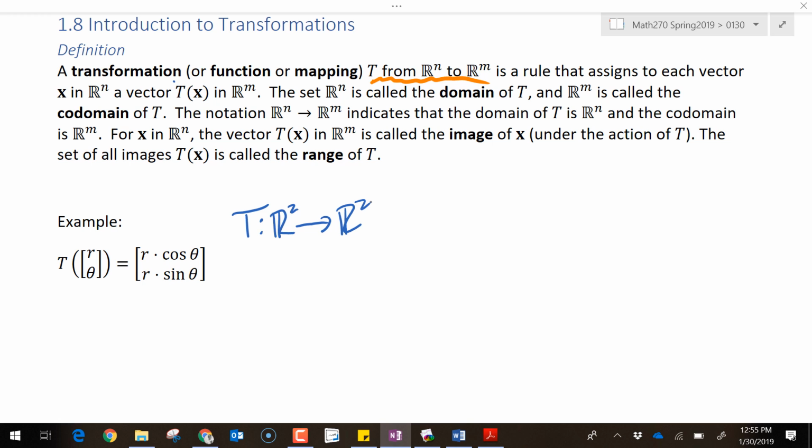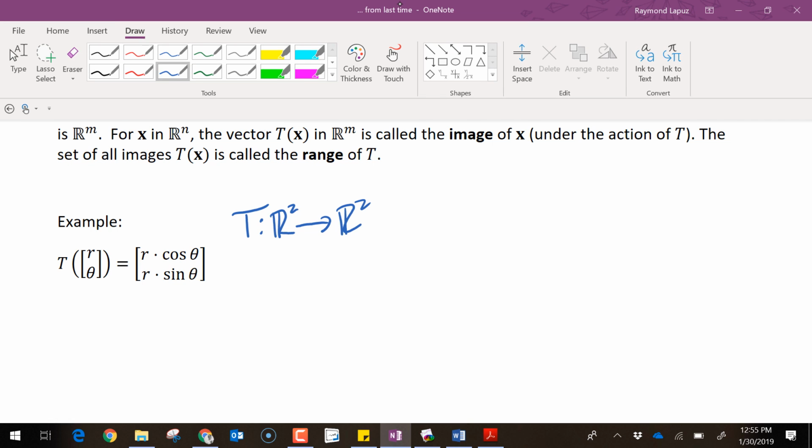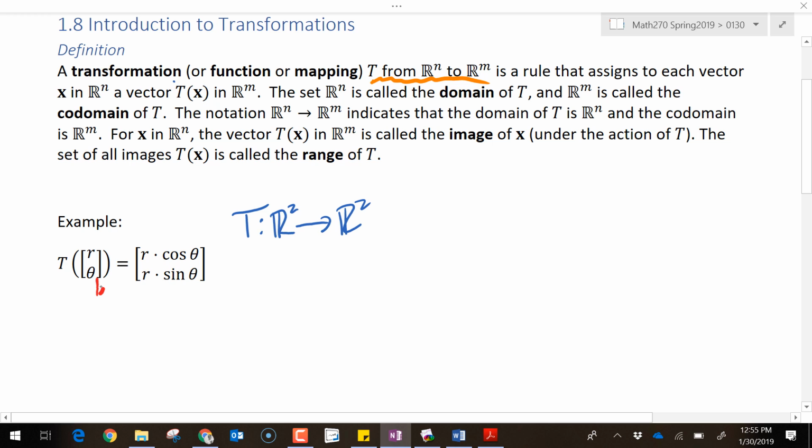Who said R2 to R2? How did you know? So it has 2 entries. That means you put something that's 2-dimensional in there, and the output looks like it's a 2-dimensional vector. All right, goes from R2 to R2.